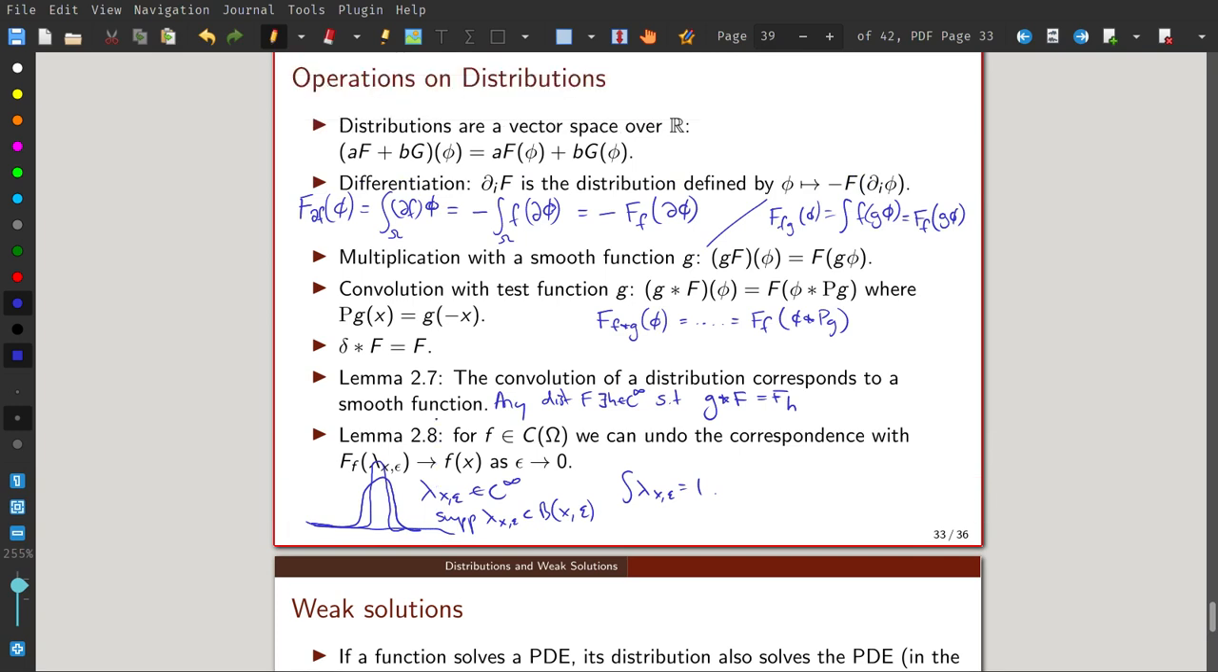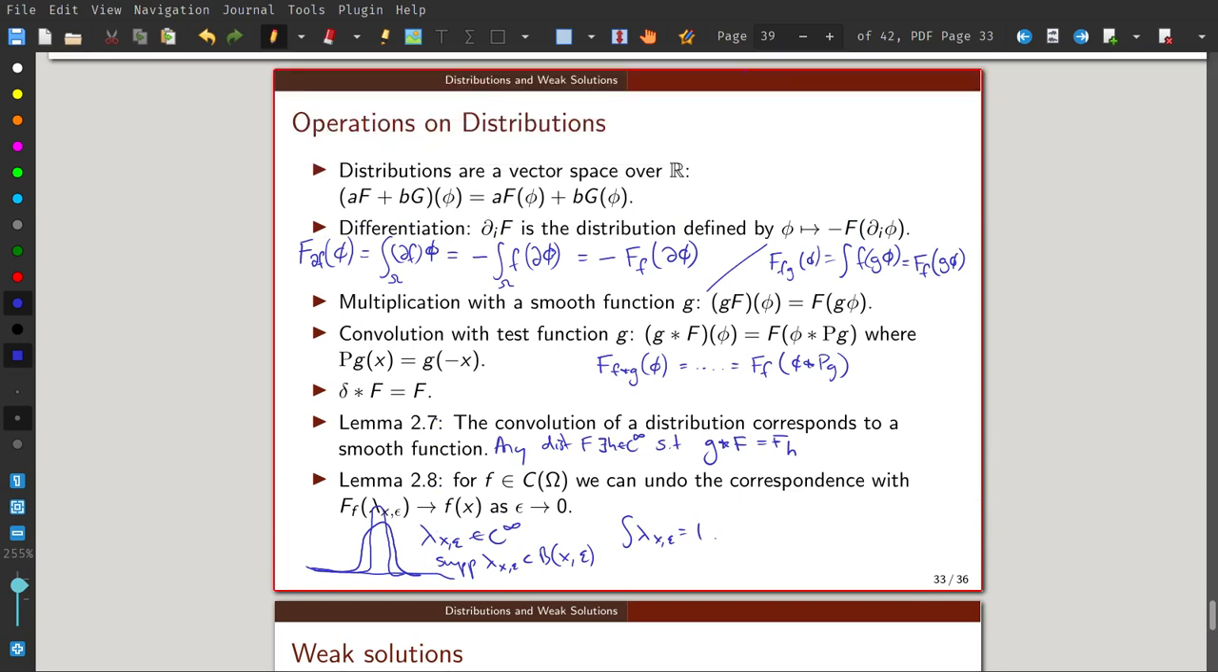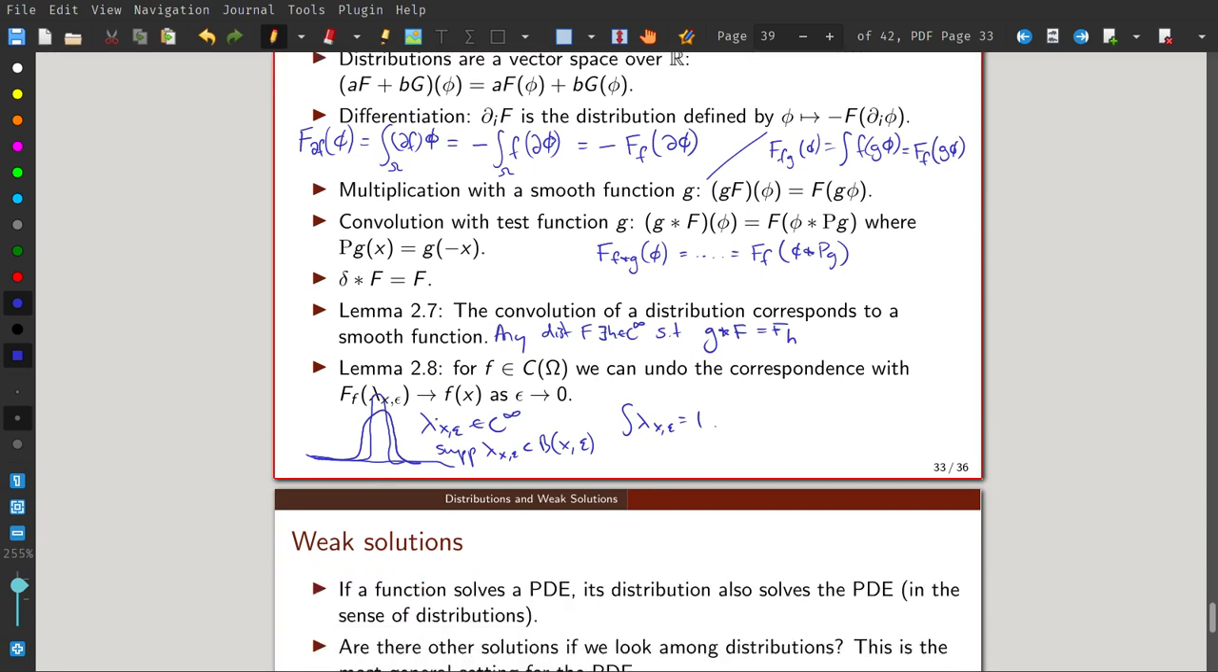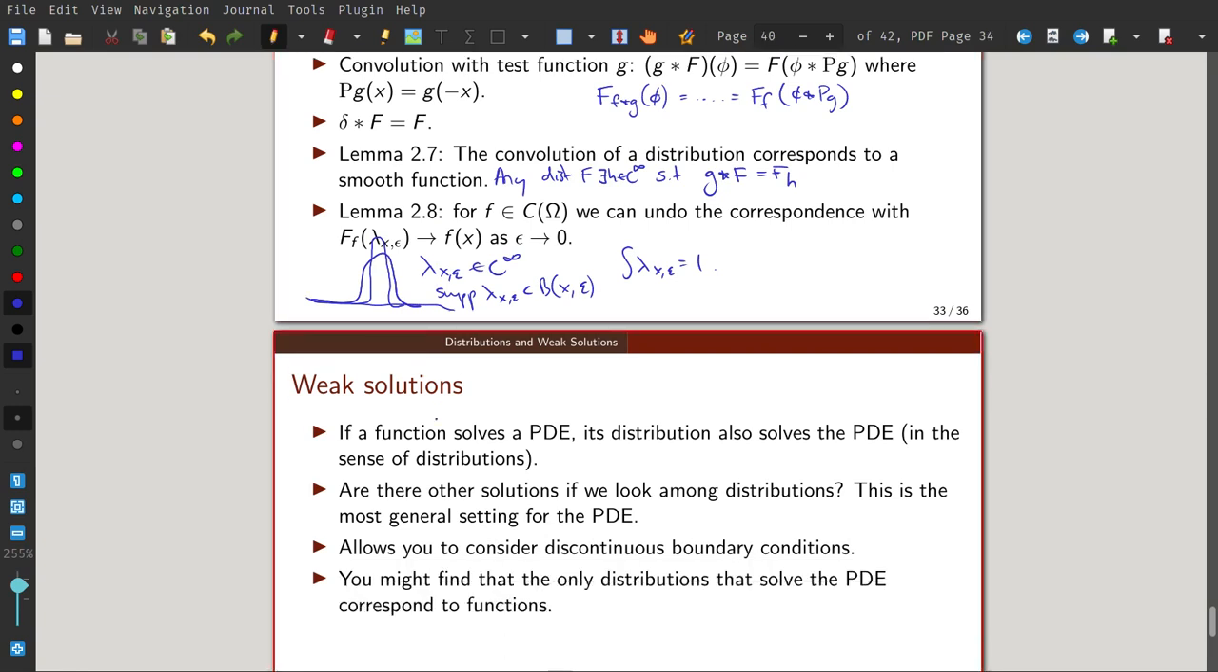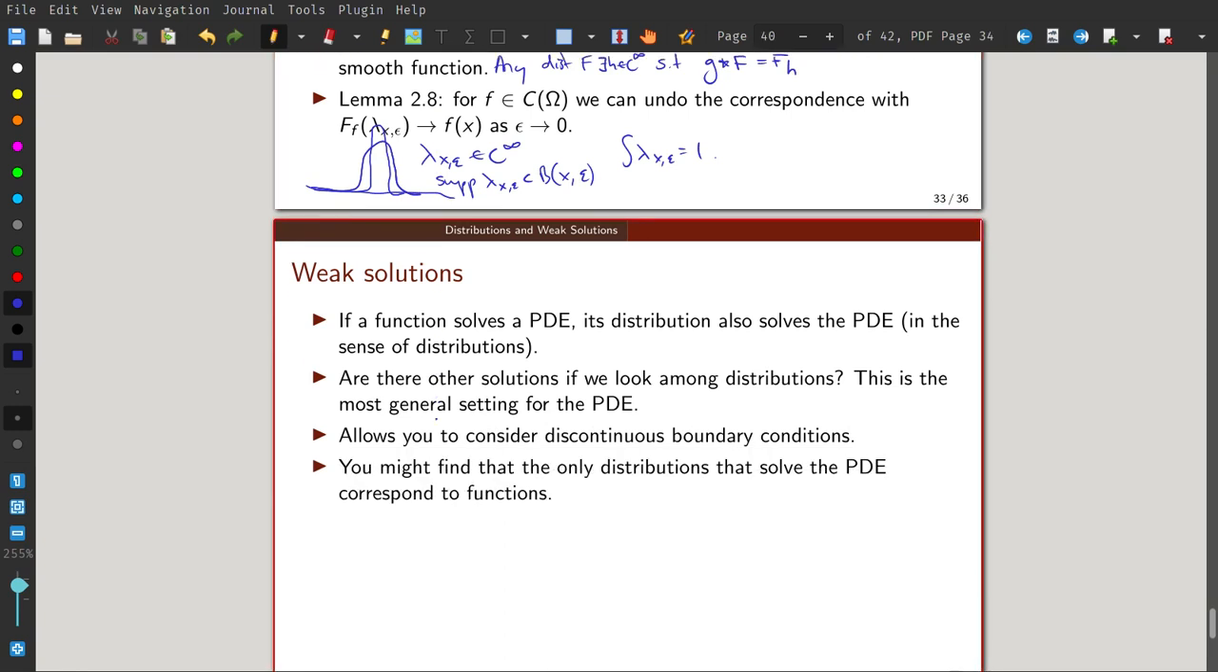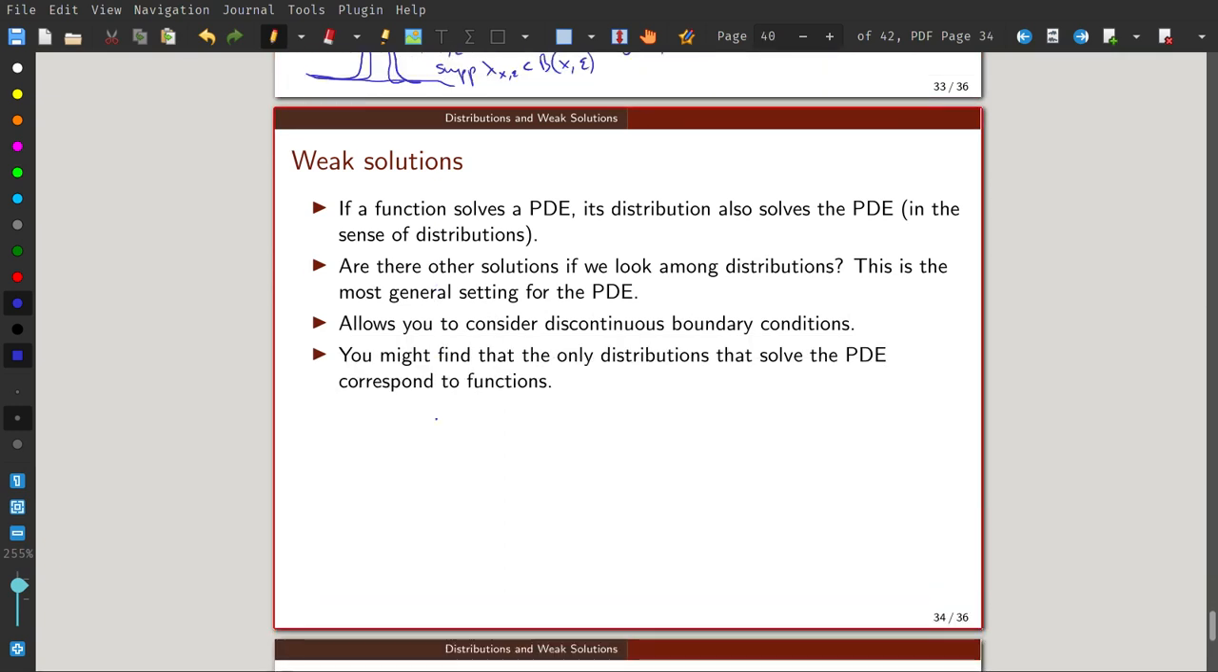Okay, so those are the basic operations on distributions. What do we use distributions for? So we defined a partial differentiation operator on distributions. If you have a PDE, partial differential equation, one thing you could do is ask what this PDE looks like applied to distributions, where instead of thinking of the partial derivative as the normal partial derivative of functions, you think of it as this partial derivative of distributions.